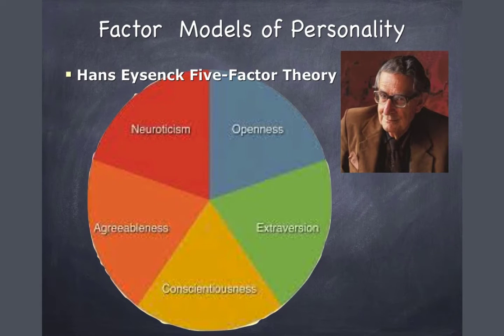What Hans Eysenck did was he created a 5-factor theory for personality. And he looked at these as the 5 primary factors: openness to experience, conscientiousness, extroversion, agreeableness, and neuroticism. Now I'm going to go through each of these one at a time.